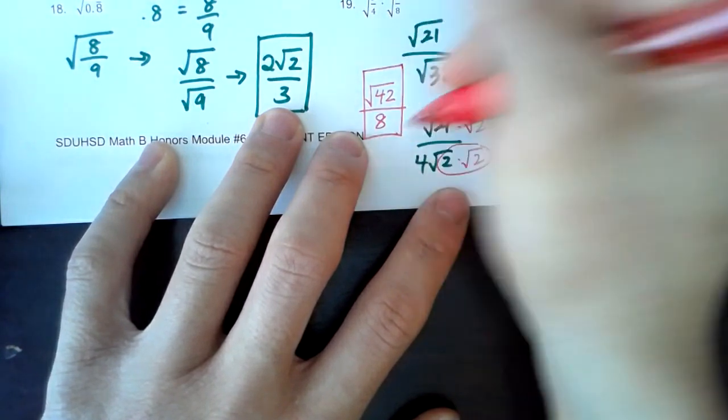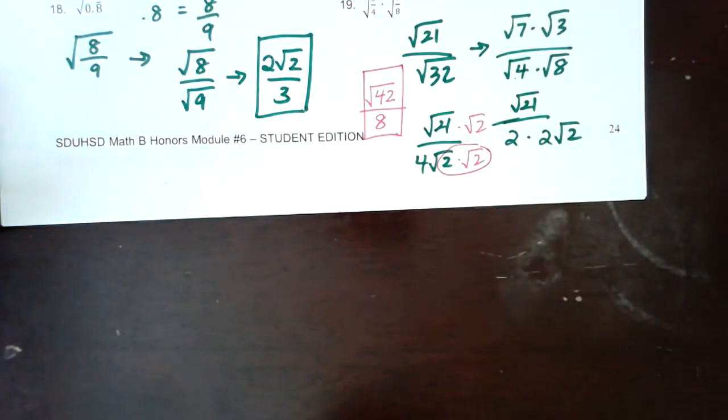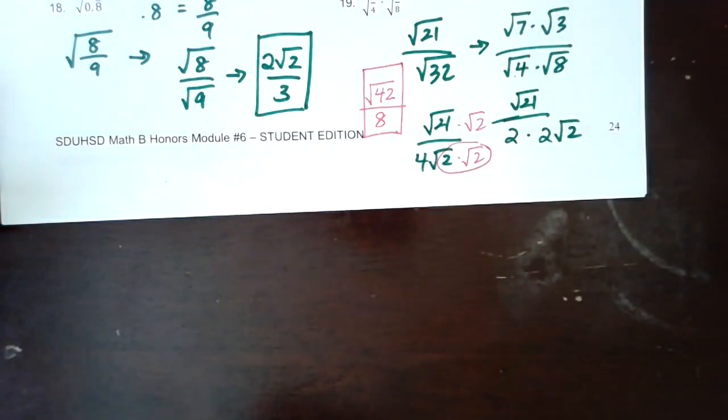The reason why I'm thinking about it so hard is because I'm trying to determine, is the square root of 42 exactly simplified? And I'm double checking. Yes, it is. That is the final answer.